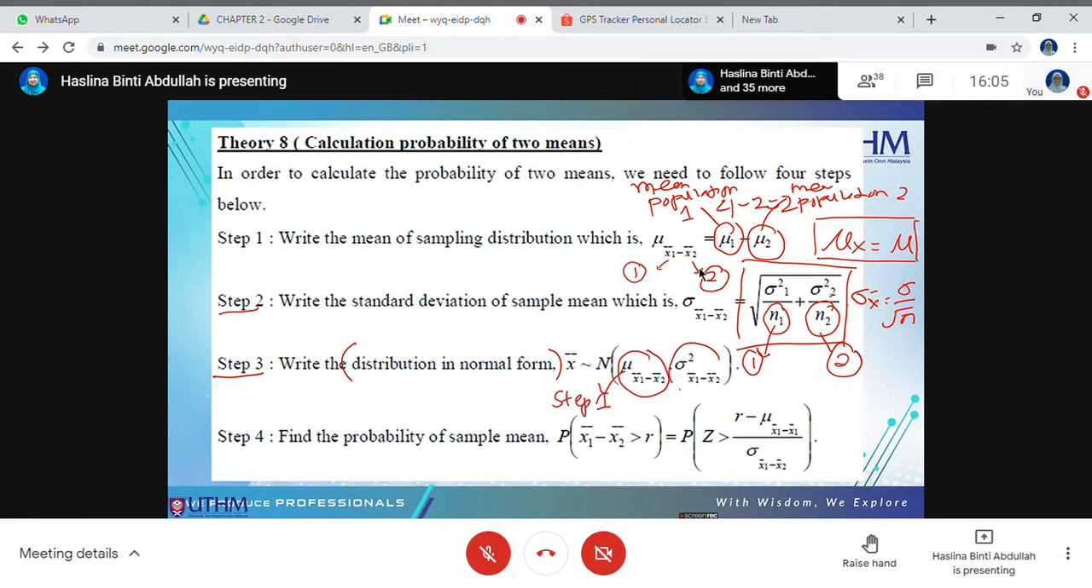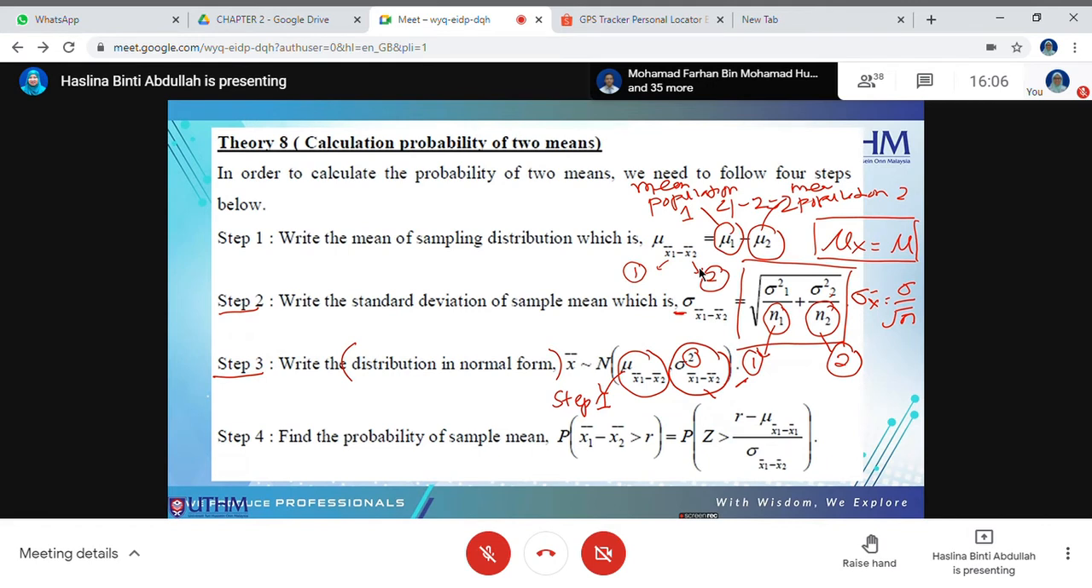And this value refers to the value in step 2, but you need to raise it to the power of 2 because this one refers to the value of variance. But in step 2, you determine the value of sigma. So to write the normal form for the normal distribution, you need to square it. Clear? Step 1, step 2, and step 3. Can we proceed to the last step?